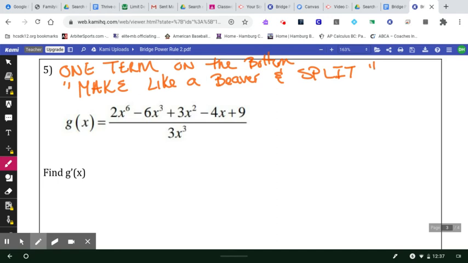Now you want to guess which hill came up with that phrase? I bet you're right. Make like a beaver and split. So what does that mean?